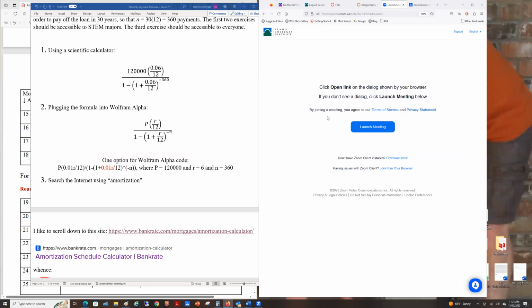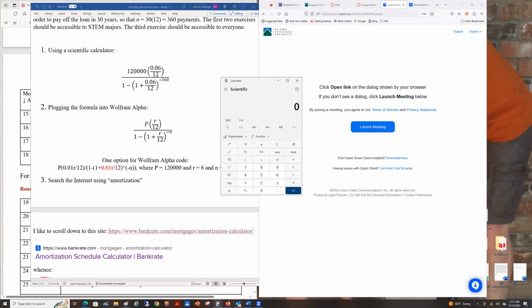If you need to figure out what your monthly payment is going to be, and you only know how much you borrowed and what the interest rate is and how long it's going to take you to repay it, if you know your way around a scientific calculator, you can use this formula. And I want to point out that this formula involves three things. How much are you going to borrow? What's your interest rate? And how long?